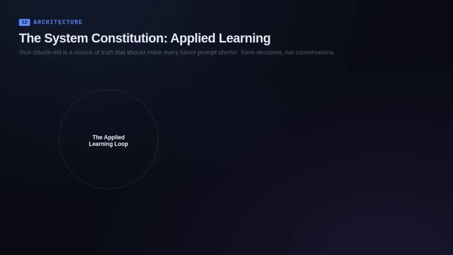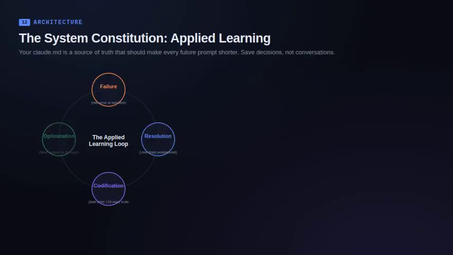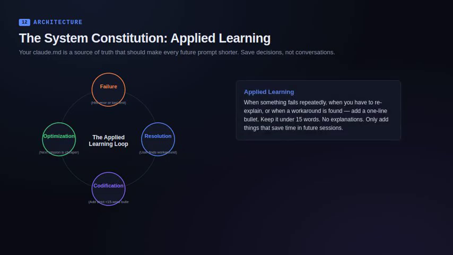Treat your claude.md as a living constitution, an applied learning loop. It's a source of truth that should make every future prompt shorter. Save decisions, not conversations. The loop runs like this. Something fails, you find a resolution or workaround, you codify it as a strict bullet point under 15 words with no explanation, and that optimization makes your next session permanently cheaper. Only add things that actually save time in future sessions.